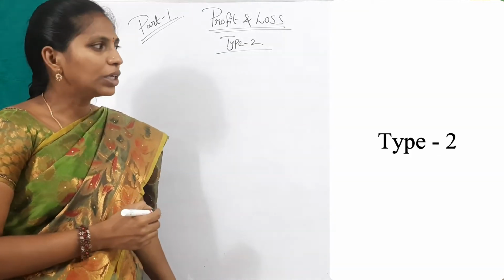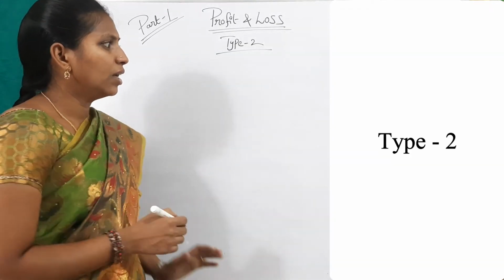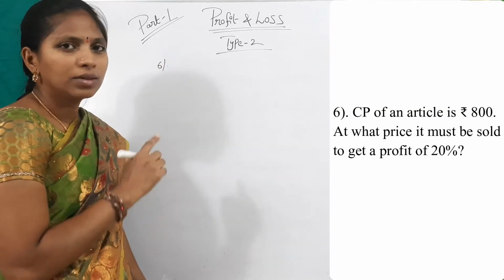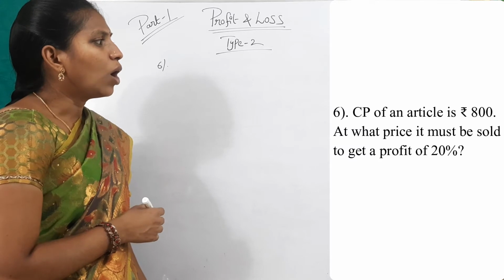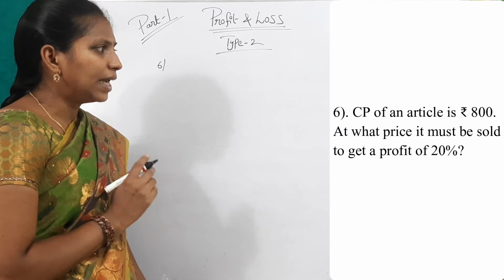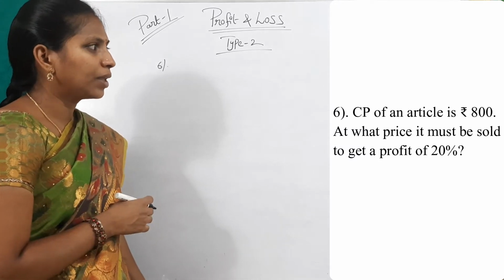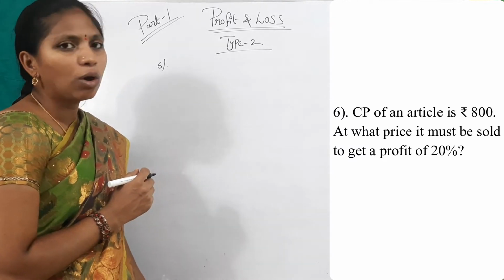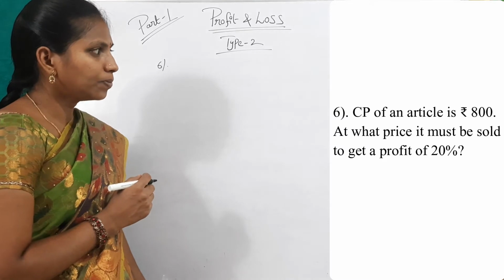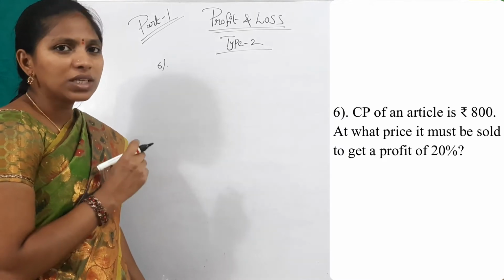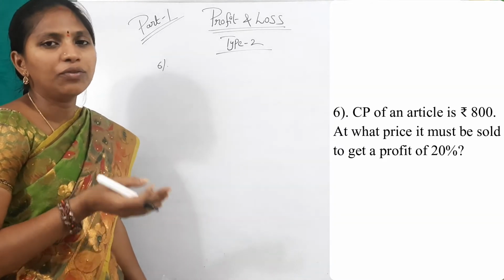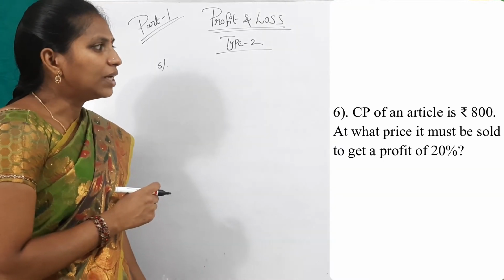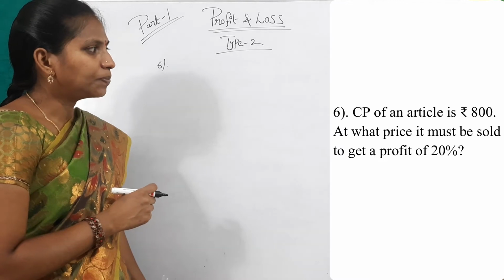Now let us move to type 2 questions. Now sixth question. This is a type 2. Cost price of an article is 800 rupees. At what price it must be sold to get a profit of 20%? We can solve this type of questions in different ways. I want to explain 2 methods. First method is percentage method.